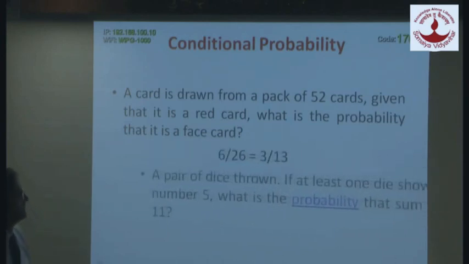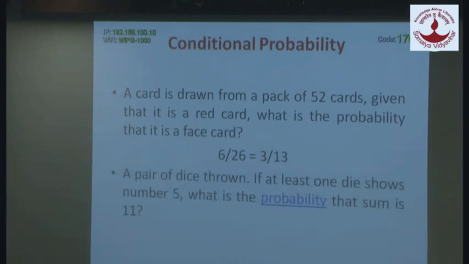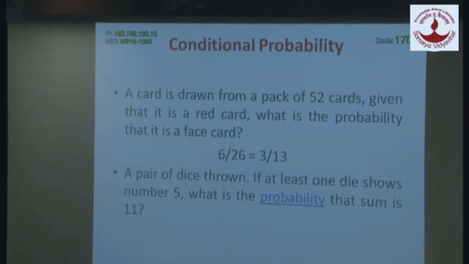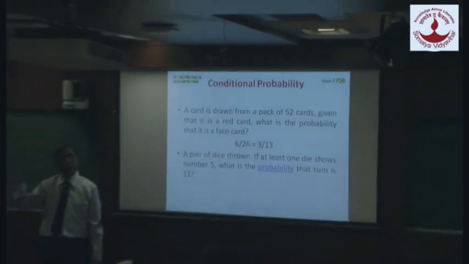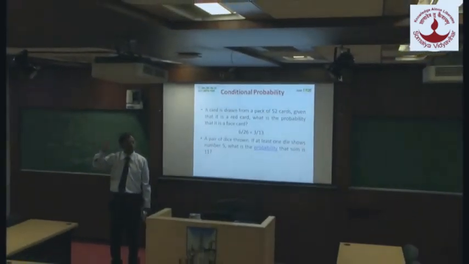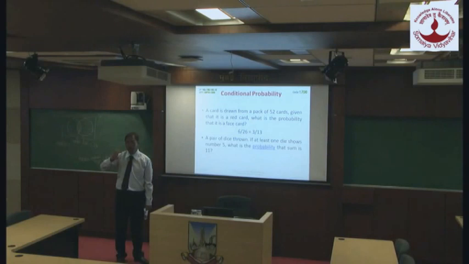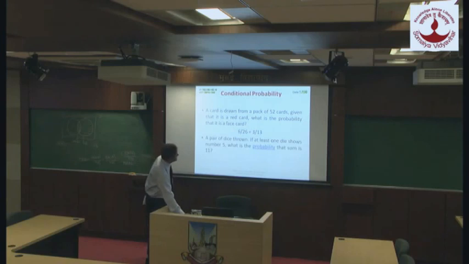Okay. A pair of dice is rolled. If at least one die shows the number 5, what is the probability that the sum is 11? So what is the condition? A pair of dice is rolled, total number of exhaustive cases are 36. But now you are given the condition that at least one die shows number 5. So you will have outcomes (1,5), (2,5), (3,5), (4,5), (5,5), (6,5) or (5,1), (5,2), (5,3), (5,4), (5,6). Okay. So total 11 outcomes will be there. Out of these 11 outcomes, only 2 outcomes are favorable for getting sum 11: (5,6) or (6,5). So the probability is 2 by 11. Okay. So that is the required.